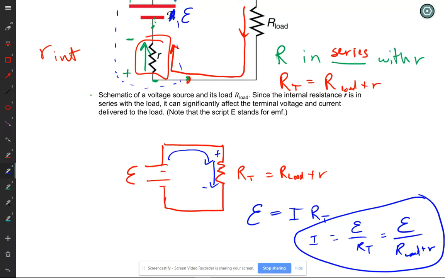And once I've calculated the current going through the circuit, now I can go ahead and calculate what the terminal voltage is, or the voltage across that load is, by using Ohm's law.